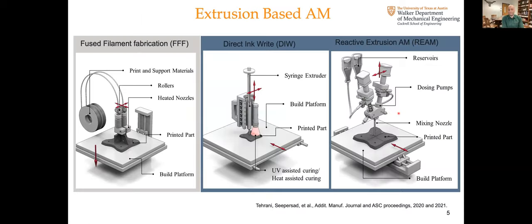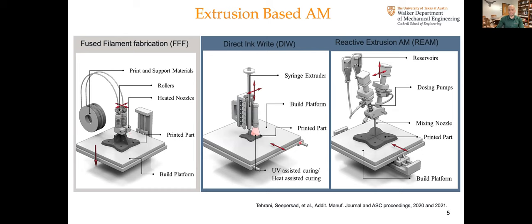Now back to additive manufacturing. How can we additively manufacture polymer composites for structural applications? That would be through extrusion-based additive manufacturing techniques. For thermoplastics, the main technique is fused filament fabrication. When you produce a filament of a thermoplastic, potentially mixed with reinforcements, the filament passes through a nozzle and you deposit it layer by layer.